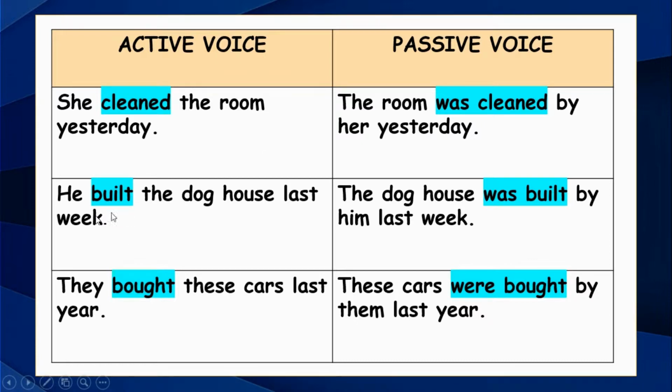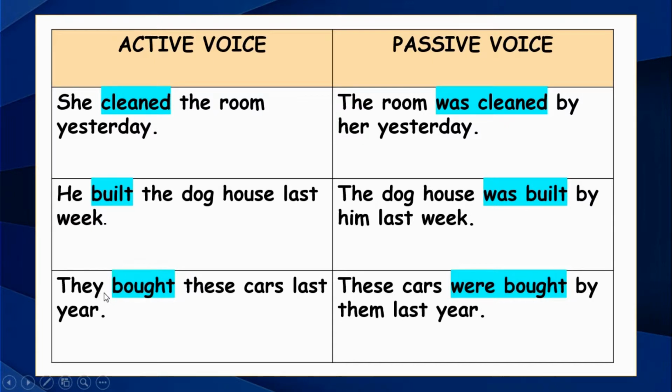Look at another two examples. He built the dog house last week. Okay, he is the subject, built is the verb V2, the dog house is the object. So the dog house, object, has become the subject of passive voice, and built, even for this also V2 and V3 are one and the same, was built by subject. He has become him over here. Okay, it has become the object of passive voice.